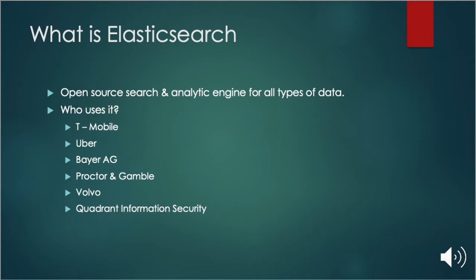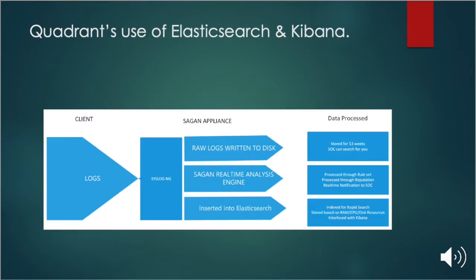So how does Quadrant use Kibana and Elasticsearch? Well, here's a quick overview of what happens. If you're one of our customers, we normally place a Sagan appliance in your network environment. Once it's installed, our team will help you begin the task of configuring your data devices to send logs to our appliance. Once we start receiving those logs, our appliance is configured to receive them and then do three things simultaneously. One, logs are stored in raw format on disk, and they are held there for 53 weeks.